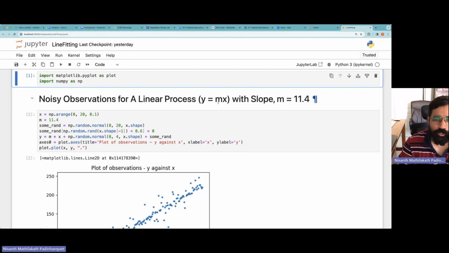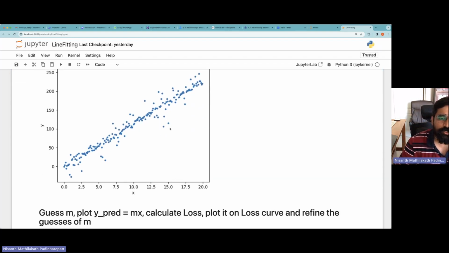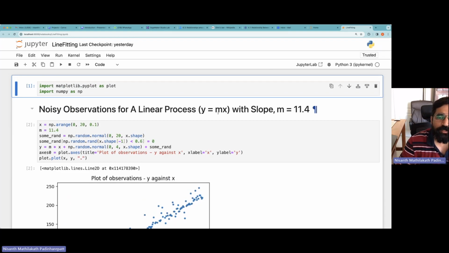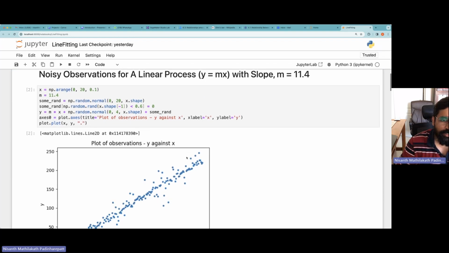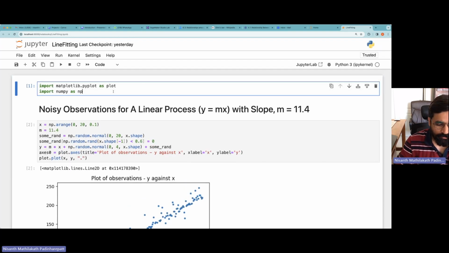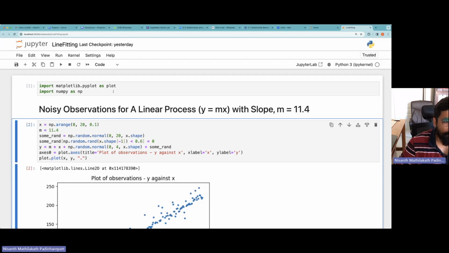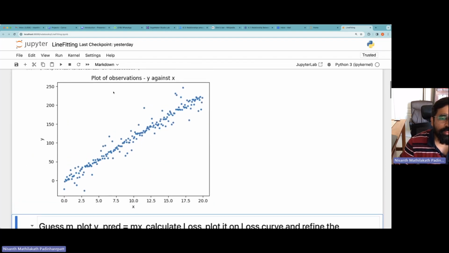The parameter of the model y equal to mx. And in this case, let's generate a process where the slope m, we call it slope, right? When a line has a slope, we would have heard about it, right? That is m. This parameter m is taken as 11.4, and I have generated data like this. So I'll show you. Don't worry about the code here. The x axis is x, the y axis is y, and these are the observations.